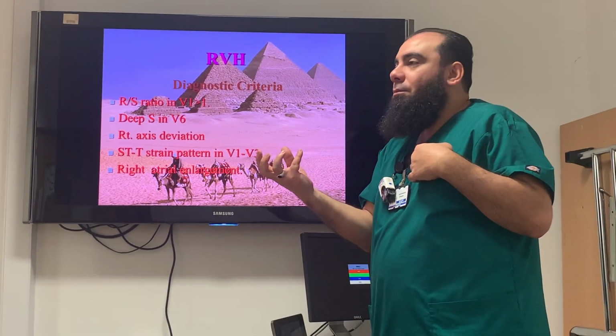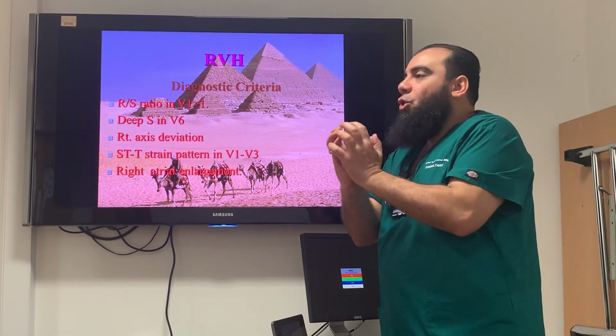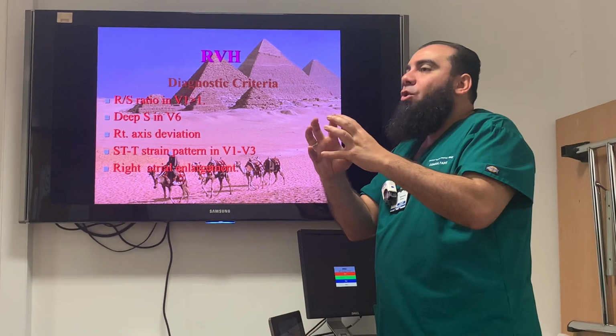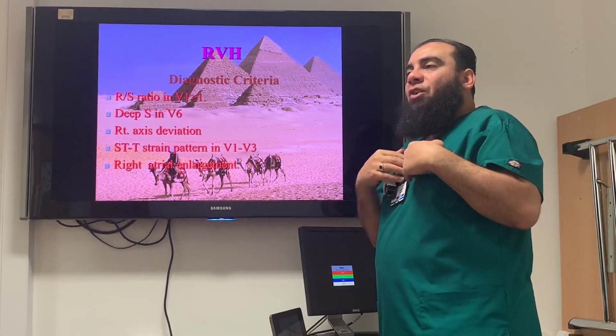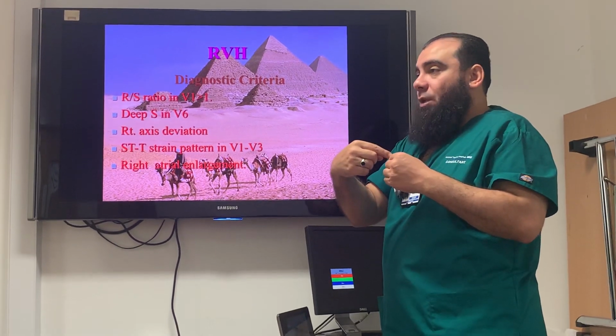Big one? Increased. Yeah. So it increases because the big chamber, the strong chamber, is beating more strongly than expected. So it reflects a peak or big wave in the lead recording it. Is that alright? Okay.